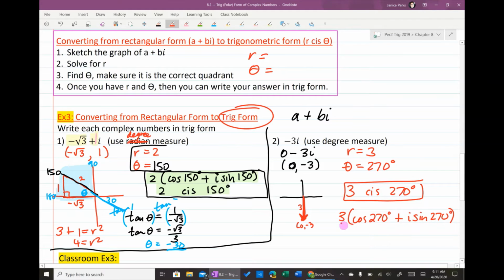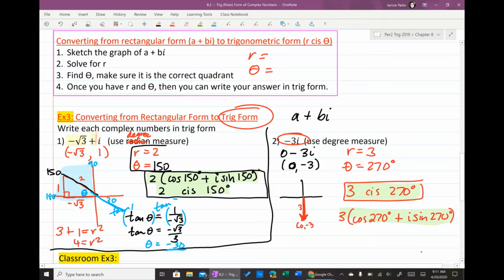And if you were to multiply that out like we did in the previous problems, you would get 3 times 0 plus i times negative 1, or negative i, I should say. And if you were to multiply this, you would get 0 plus negative 3i, which is negative 3i. So if you went backwards, you would get the same answer. And again, either one of these two answers is good enough.